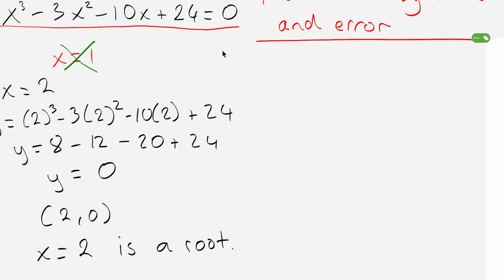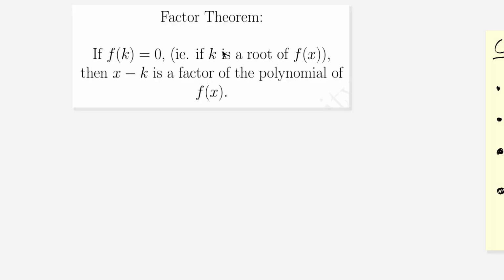Now, this takes us to the factor theorem. So we have a theorem, the factor theorem, and this tells us that if f of k is 0, so basically if you put in some x value into the function and it gives you 0, in other words, that value, whatever that number happens to be, that value must be a root of the function, right? So if you fill a value in and you get 0, that value must be a root of the function. And if that is the case, then x minus k is a factor of the polynomial, all right?